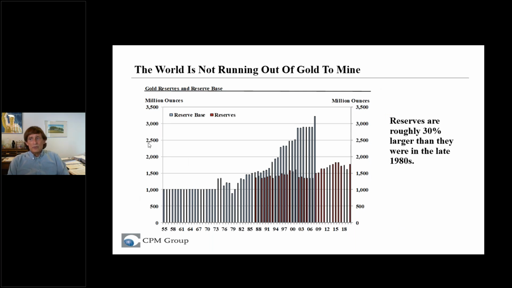Reserves, people talk about how the world's running out of mineable gold. No, reserves today are roughly 30% greater or larger than they were in the late 1980s. And you can see the reserve base, which goes through about 2008, rose even more sharply. Resources are a little bit harder to measure, and these exclude what are believed to be the largest resources in the world in China and in the Russian Far East, which is likely to be the source for a lot of gold mine production increases over the next 10, 20 years, which will largely be done by companies that are not listed on the TSX or the New York Stock Exchange or the London Stock Exchange. So there's going to be a shift in the ownership of gold mine production, and there's going to be growth in gold mine production.